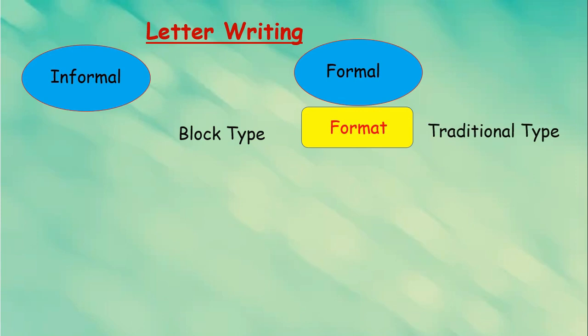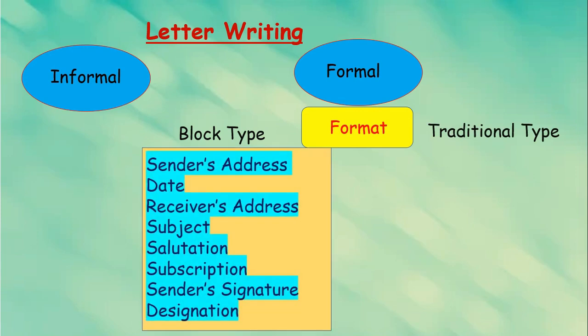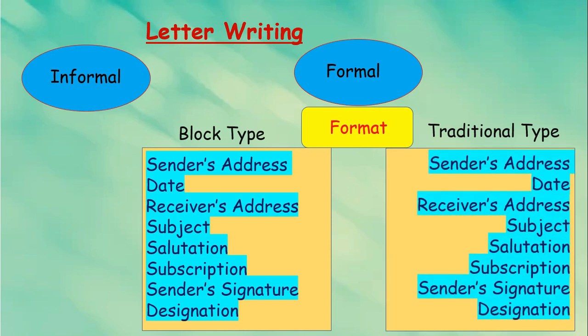What is block type format? The format in which all the contents including sender's address, date, receiver address, subject, salutation, subscription, sender signature and designation, all these come on your left hand side, but in traditional type all the contents come on your right hand side. What is sender's address? The person who is writing a letter, the address of that person is called sender address.